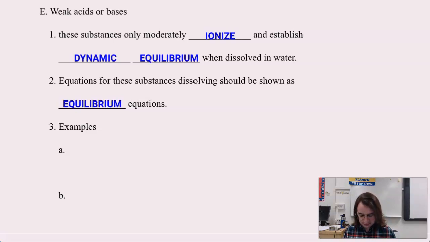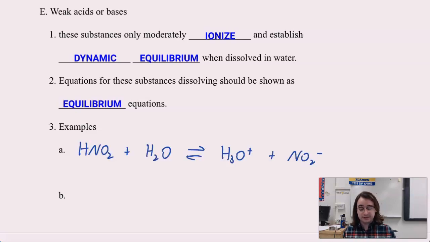Let's say, for example, we're looking at HNO2, so this is not one of our strong acids. Let's just say that we have HNO2 reacting with water. When we write the equation for this, we're going to have H3O+ and NO2-. So in this situation, we know that HNO2 is acting as the acid because it is a stronger acid than water, at least. So it's going to donate its proton to water and then become a base itself. Let's look at another one.